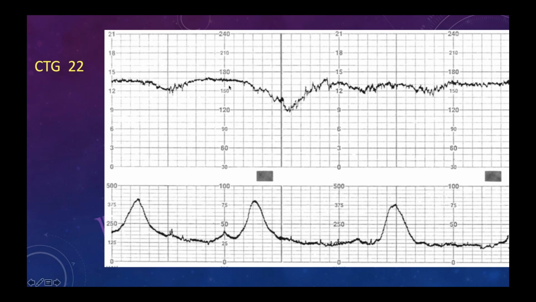160 is the beats, and variability is good, almost 10 beats are there, and deceleration is there. That is the late deceleration. Late deceleration is less than 50% in the 10 minutes, so it is one of the non-reassuring features. So it is suspicious.